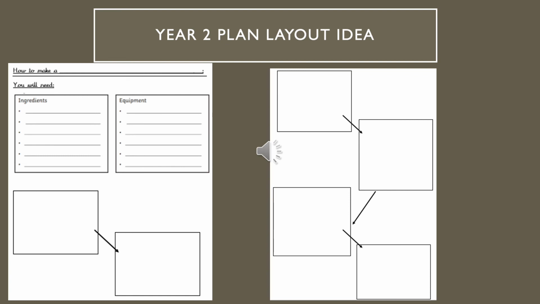Here is an example of a planning sheet that you could use. There is the how-to heading, the you will need section, space for you to write a list of ingredients and equipment that you used. You have then got the method. So the 6 boxes are there for your instructions. So maybe you might have 6 instructions. You might have more, you might have less, it's up to you, but they're just provided for you to use.